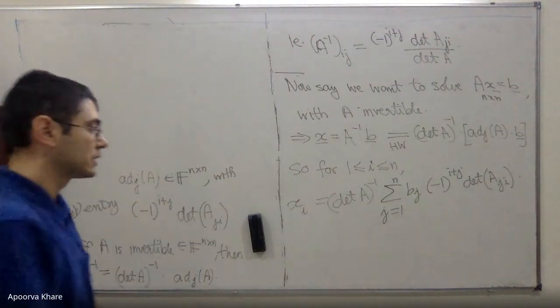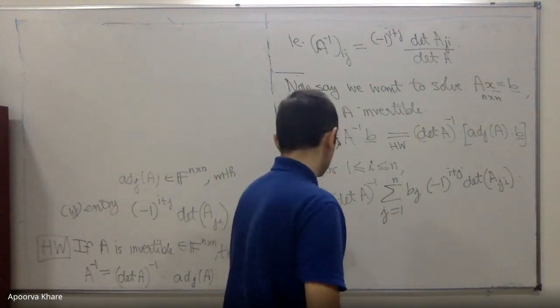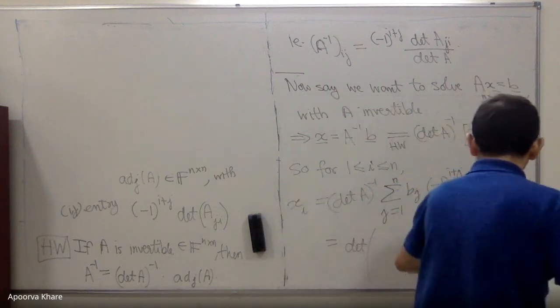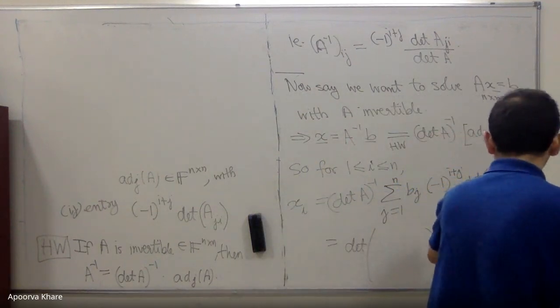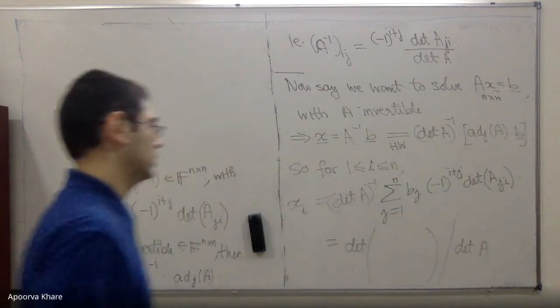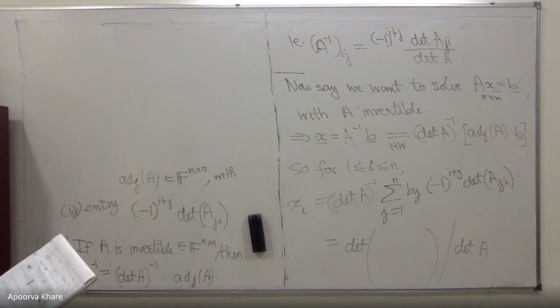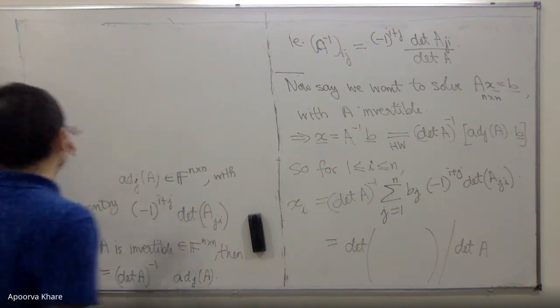Okay, I'm going to write this down in some way. It is going to be the determinant of some matrix divided by the determinant of the matrix A. Times nothing. That's the whole point. Okay, let's take a look at this example.